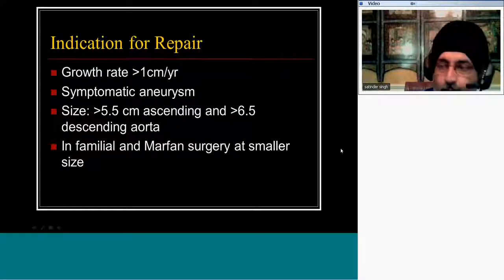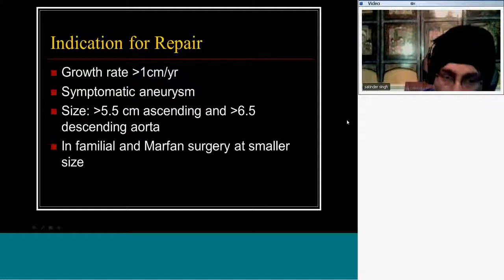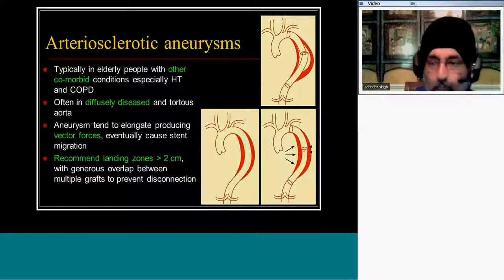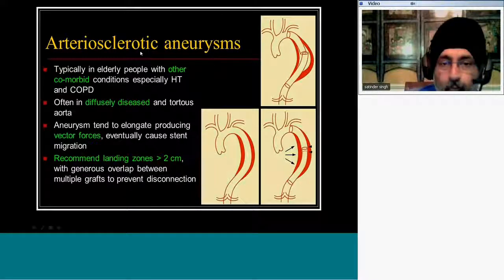So what are the indications for repair of the aortic aneurysm? If the growth rate exceeds 1 centimeter per year, if the aneurysm becomes symptomatic, if the size is more than 5.5, some people say more than 6 for ascending and 6.5 for descending aorta, or it can be done earlier in patients who have familial history of aneurysm or have clear connective tissue disorders such as Marfan, because these patients are at a much higher risk for developing complications, so they can be operated at a smaller size and earlier.